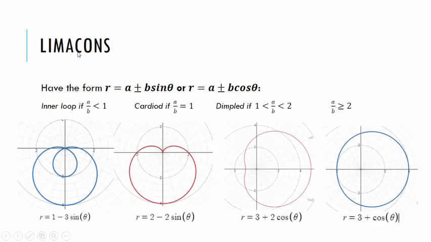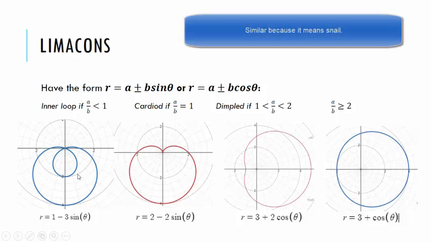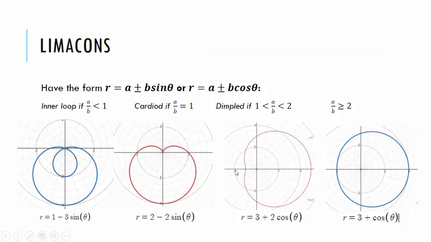Limaçons, a French word, it's similar to escargot. So limaçons have the form r equals a plus or minus b sine. So a and b are constants here. Again, if you have sine, your graph will have symmetry around the y-axis. These first two that I have graphed have sine in them. The last two that I have graphed have cosine because of the symmetry around the x-axis.